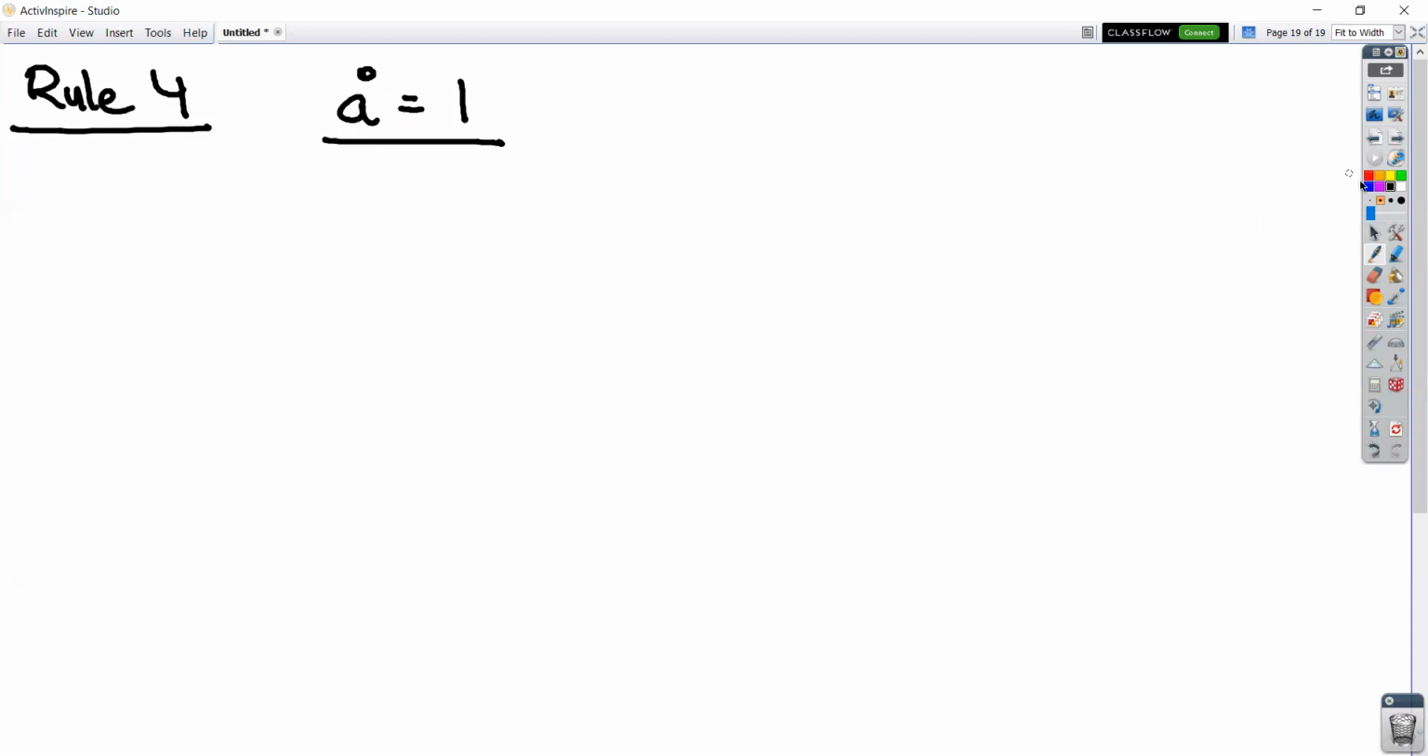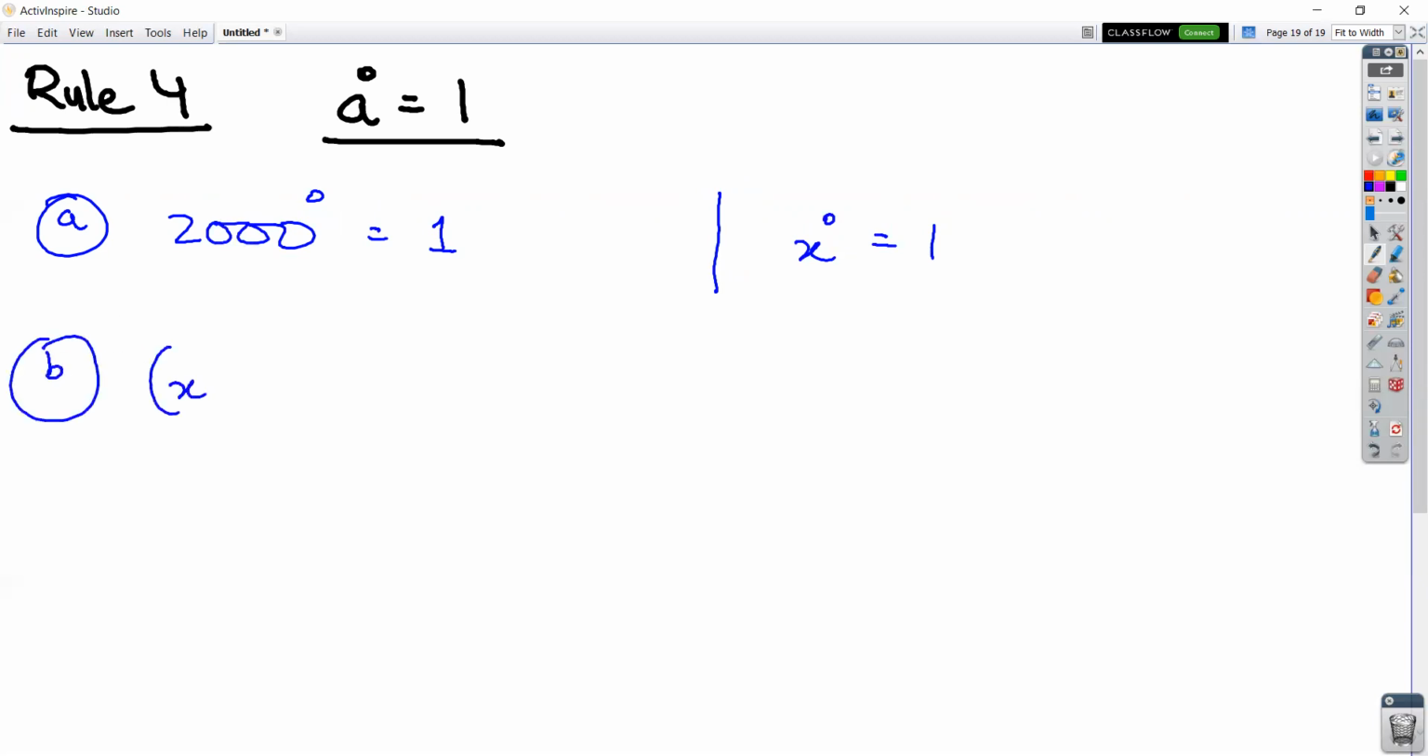I'm going to start with a very basic example. Let's say we have 2000 power 0. 2000 is such a big number, but because we have a power 0 on it, that would be equal to 1. In the same way, if we have a variable, I'll do another example on the side. Even a variable, maybe x power 0. We don't know what x is, but as long as there is a power 0, that would be equal to 1.